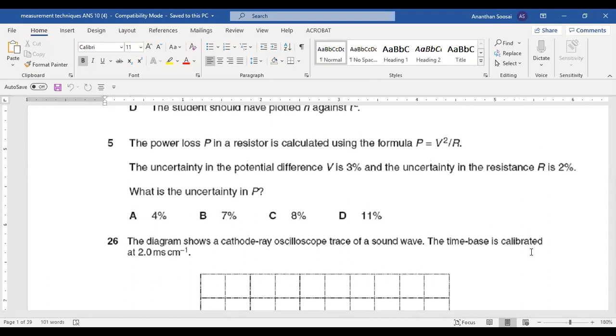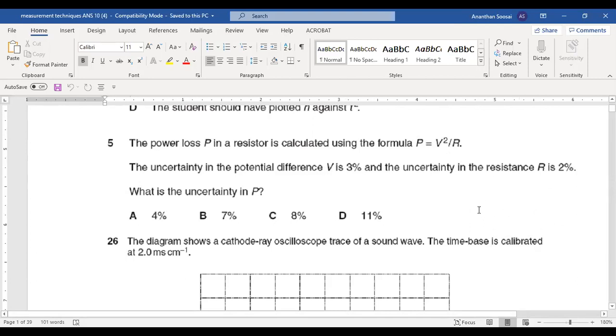The uncertainty of the V is 3%. The uncertainty for the R is 2%. So how many percent is the uncertainty for the P? 8%. Good. Those who got it very fast, 8%. It's 8%, right? So what is the uncertainty formula for P? Anyone? Changes of P over P equals to 2 times changes of V over V plus changes of R over R. Good.